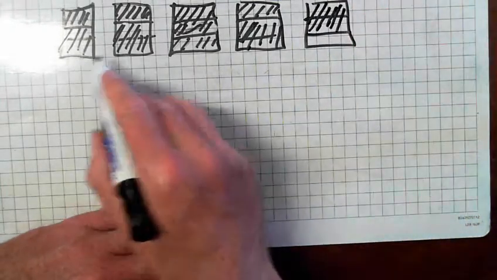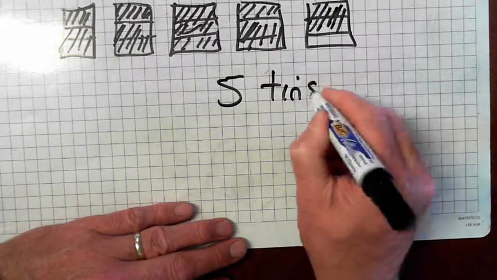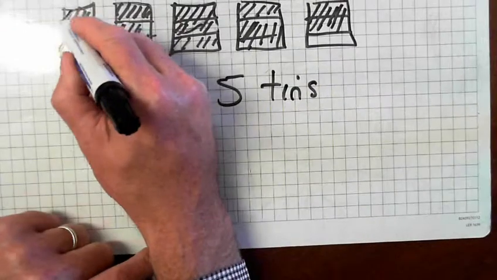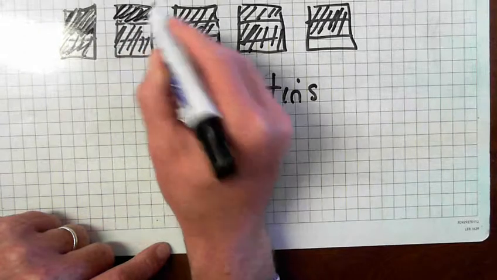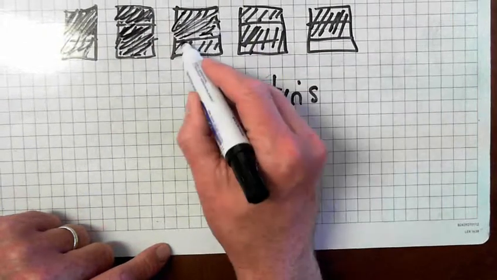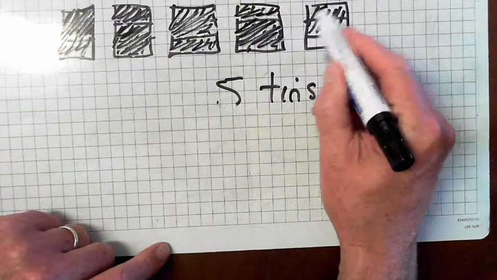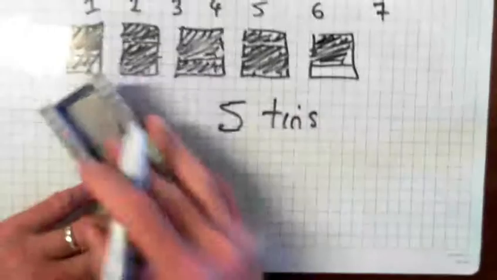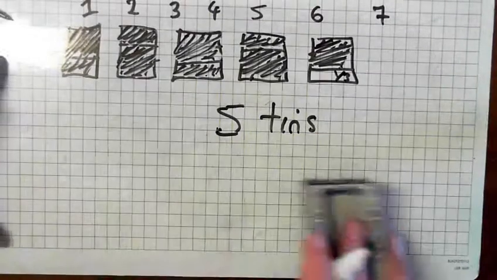So how many tins in total? 1, 2, 3, 4, 5. He eats 5 tins for 7 days. So just look at it again. There's day 1, day 2, day 3, day 4, day 5, day 6, and day 7. 5 tins. And what's left over at the end of the week? 1/3 of a tin is left over.